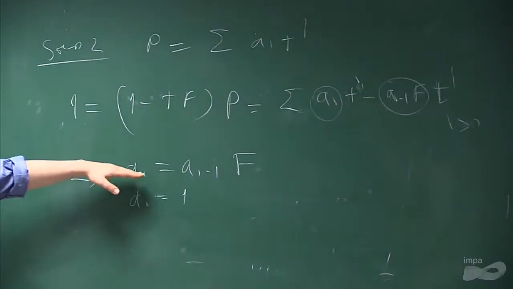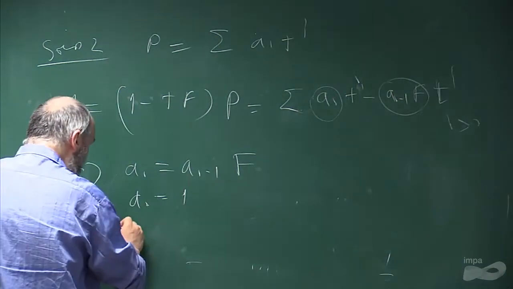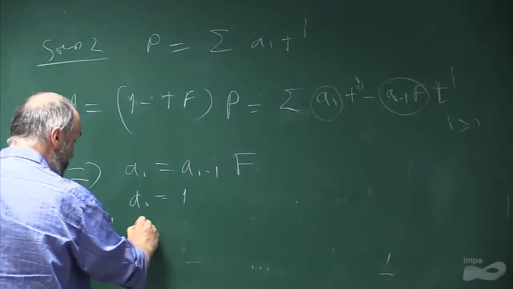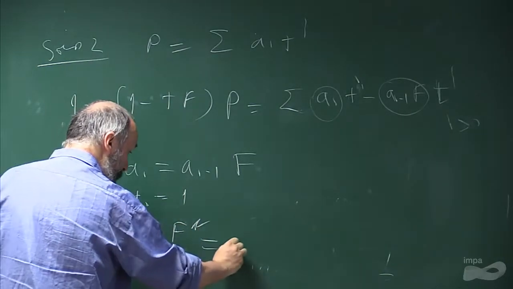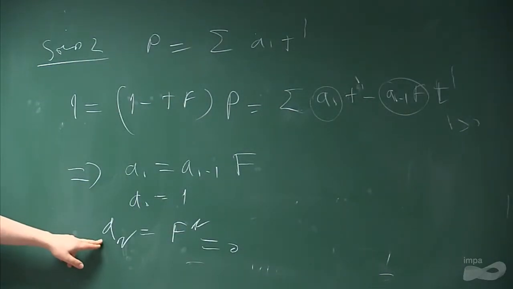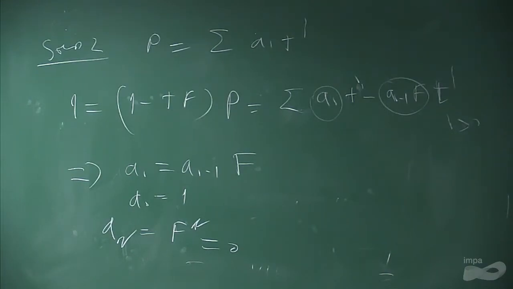Okay, but since the polynomial is finite, this means that f^n for some very big n is equal to 0. Because it can't be infinite. It has to be finite.